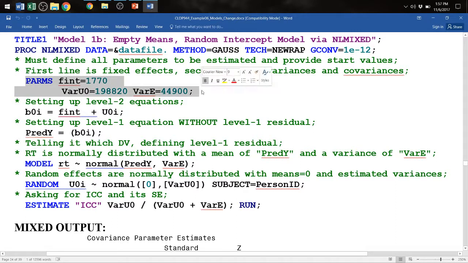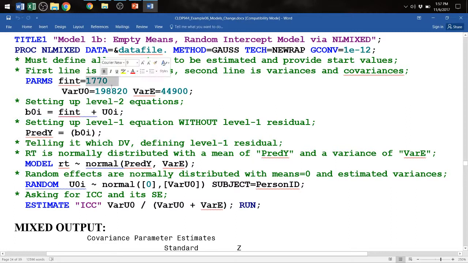So parms, we have to define every parameter that is to be estimated. What I'm estimating here is an empty means random intercept model. That has 3 parameters, right? Fixed intercept, random intercept variance, residual variance. So I have defined those with my very own names. I put F in front of things that are fixed, and then this is int for intercept. And I put var in front of things that are variances. So the variance of U0 and the variance of E, these are my names.